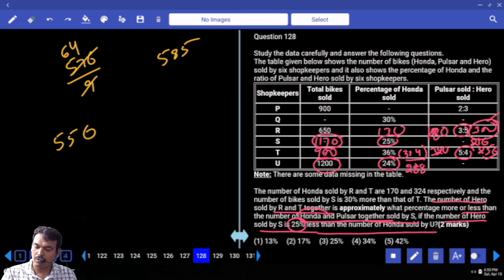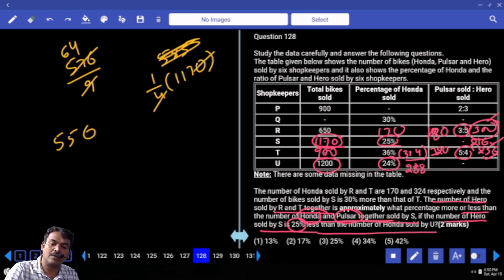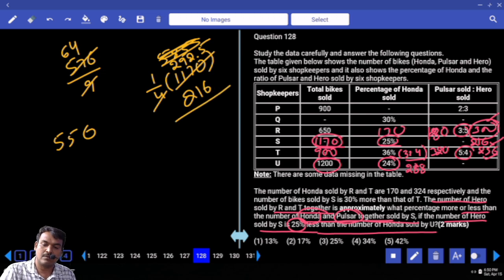Again, which one do we require? Honda value and Pulsar. Already we know the Pulsar is how much in S? 216. Honda value means 25% of which one? 1170. 25% of 1170 means 1/4 of 1170. 4 how many times? 2 times. Remaining 36. 9 times. What is the remaining? 10. 10 means 2.5. 292.5 plus 216. Total it is 4 and 500.